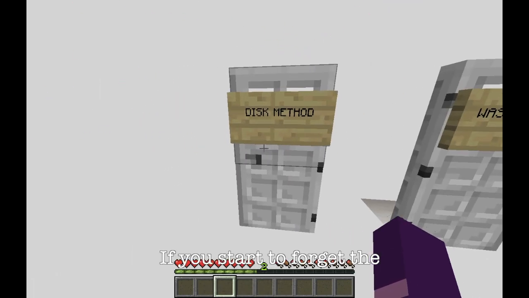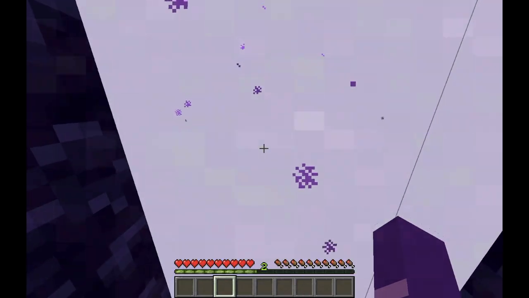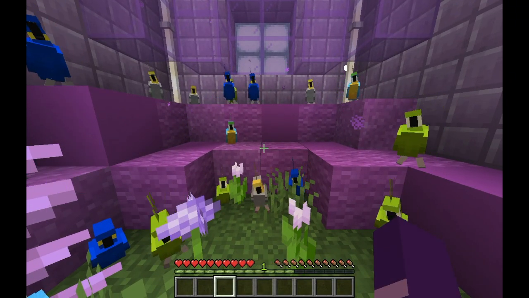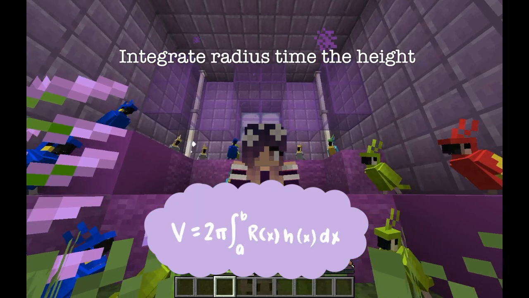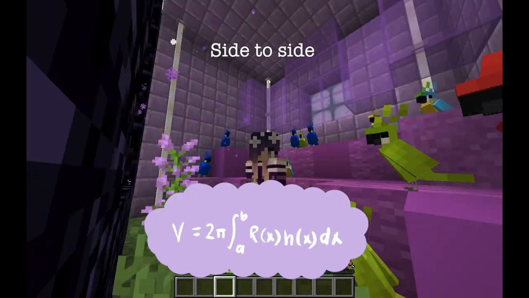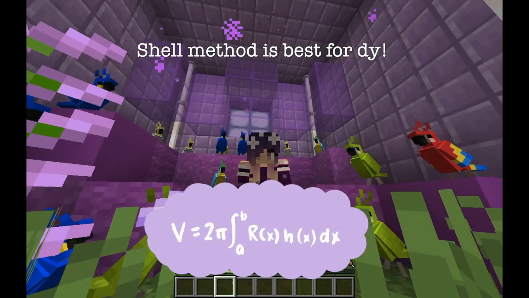If you start to forget the disk method equation, multiply by 2 pi. Integrate radius times the height, A to B, side to side. Shell method is best for dy.